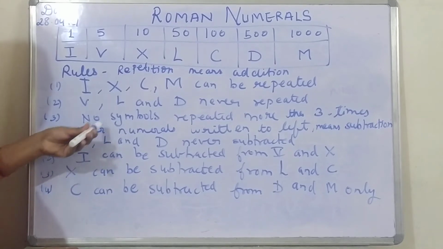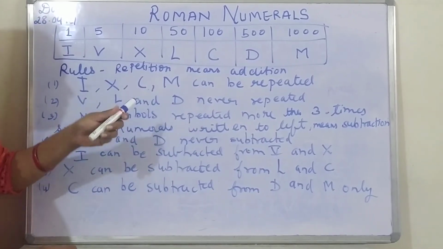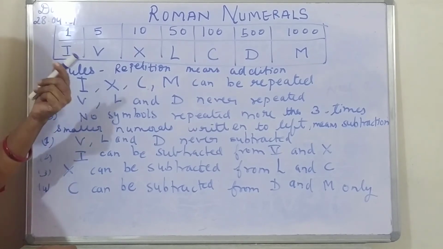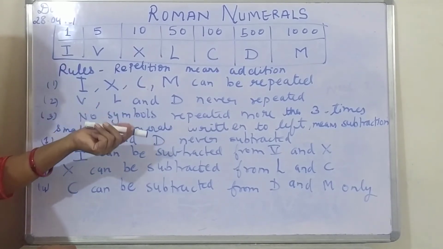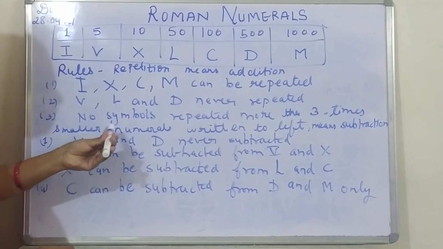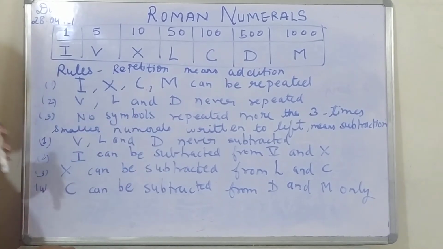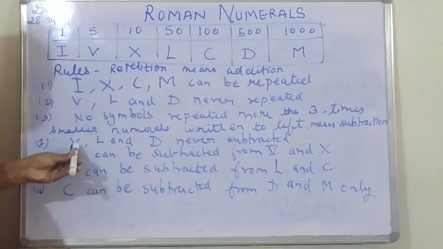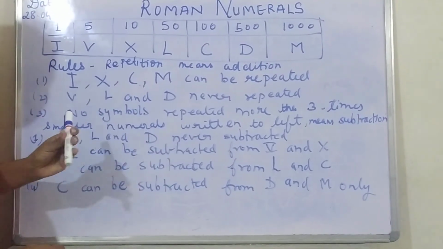If you write a smaller number on the left side, that means you have to subtract. And if you write on the right side, you have to add. When you write on the left side, that means you have to subtract. V, L and D are never subtracted. These are the symbols never subtracted.